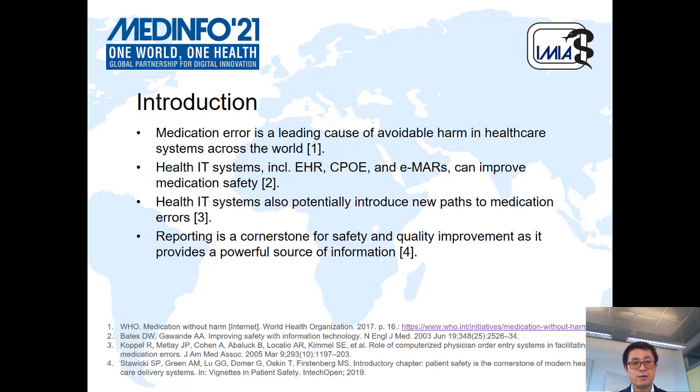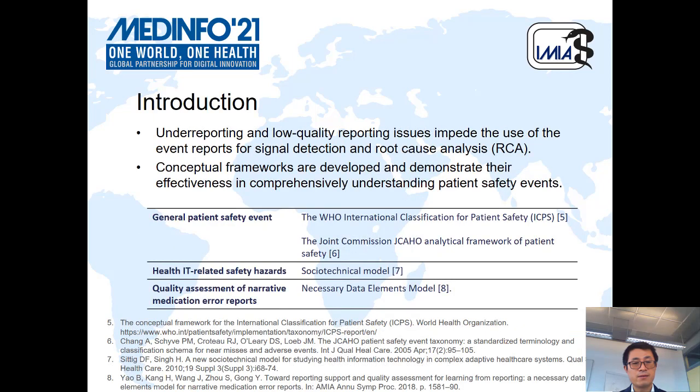Therefore, incident reporting is considered a cornerstone for safety and quality improvement, as this reporting can provide a powerful source of information. Meanwhile, we also have to admit that issues like underreporting or low-quality reporting impede the use of these event reports for efficient signal detection and root cause analysis.